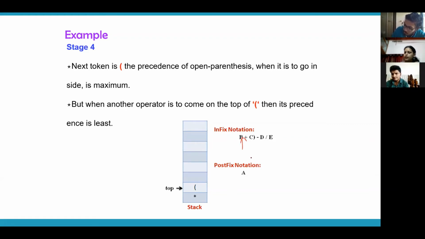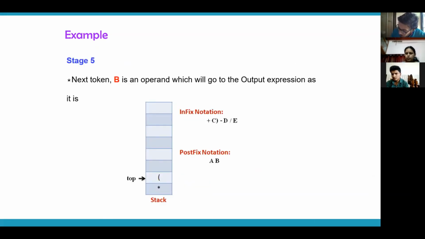Next, which is the next character to be scanned? B. B is what? B is an operand. So operand will go where? Operand will not go into the stack. Operand will go into the queue, into the postfix notation. So A and B have come here, B has also come here.